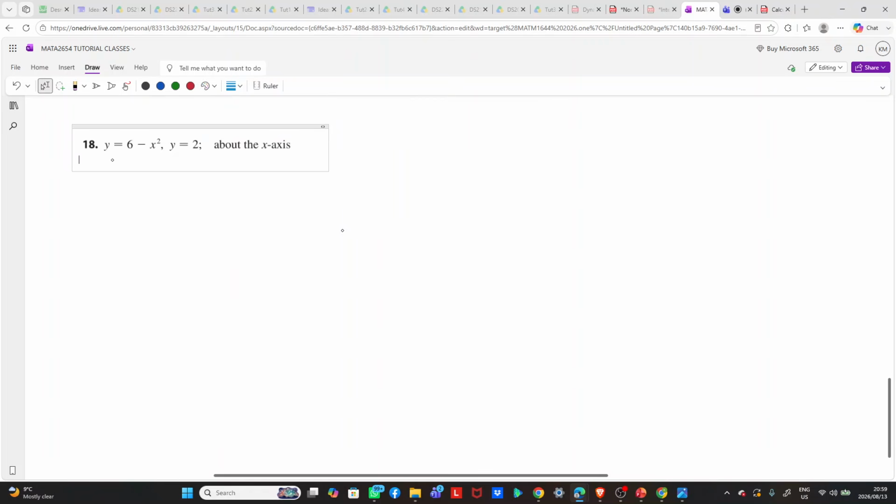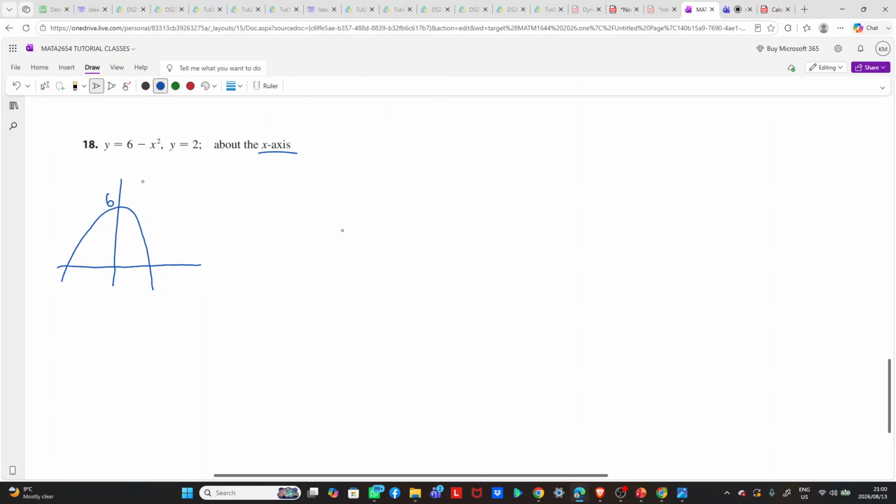So we have y equals 6 minus x squared, y equals 2, and you want to rotate that about the x-axis. If you think about this function, it's a function of y equals minus x squared shifted 6 units up. So you will have something like this, where here you have 6.